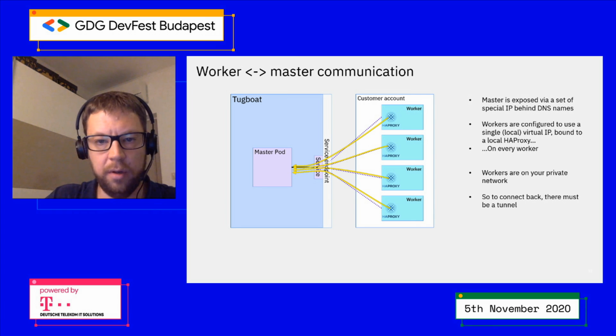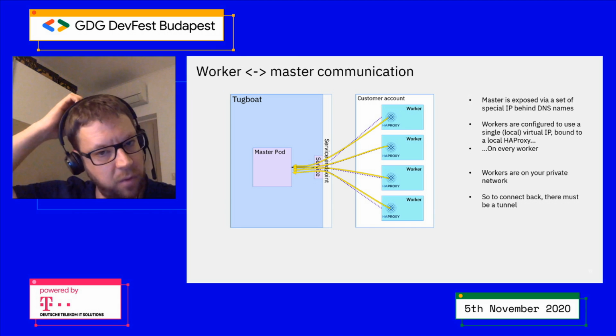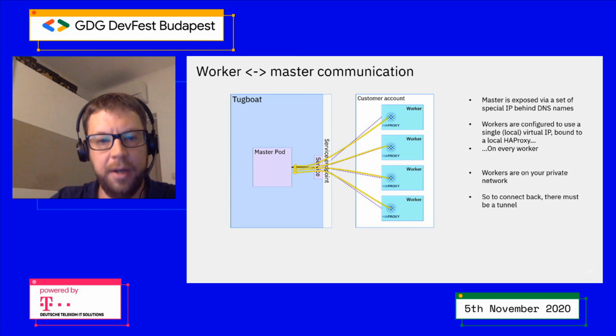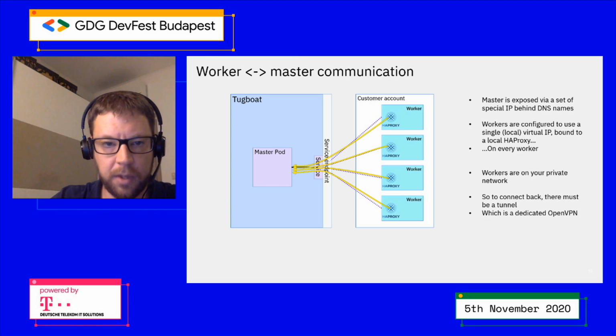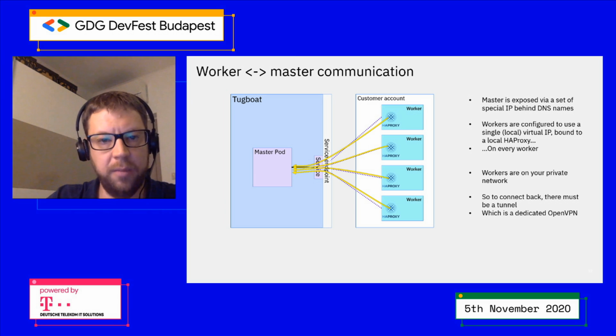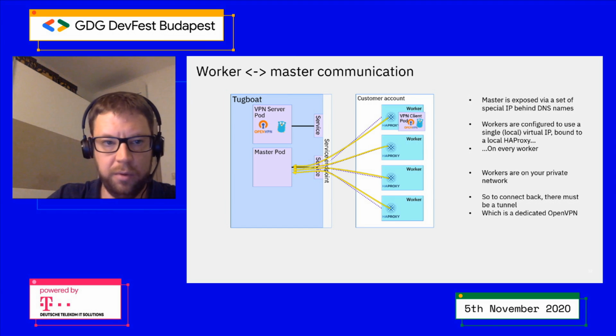Now, in more rare cases, the API server wants to connect back to the workers, which is the case when you want to fetch logs or execute commands on already running pods. As your customer account is isolated and the API server is not able to reach directly into your private subnets, we have to invert this dependency, and so we create a dedicated OpenVPN channel.